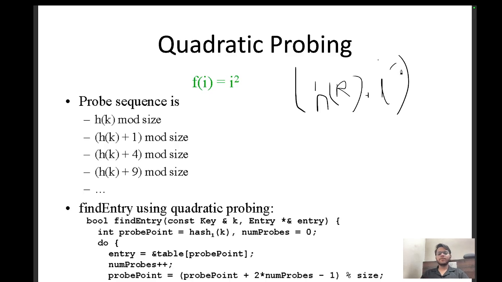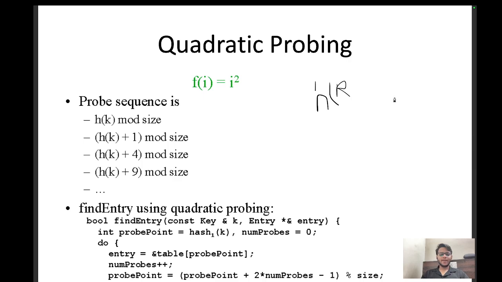But i would be squared here. So if we take 2, it becomes 4. So h of k plus 2 squared becomes h of k plus 4 mod 7. This would give a different value. In the previous one, we were taking i only, and it was giving us a different value. Here we use the square of i.